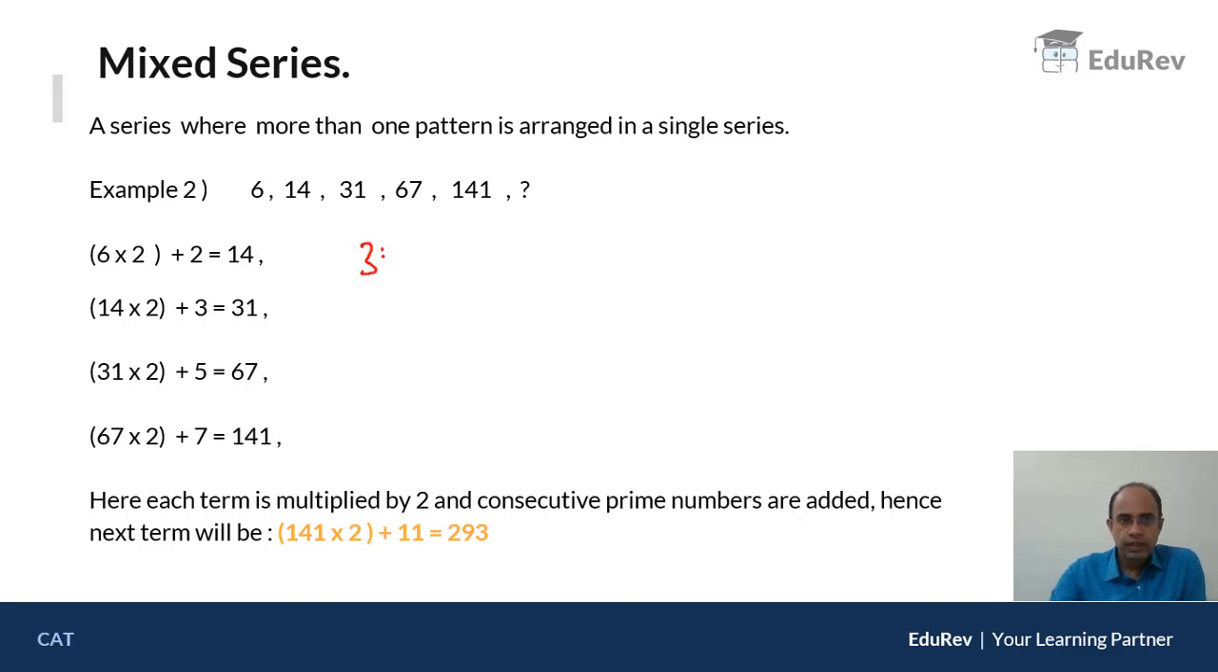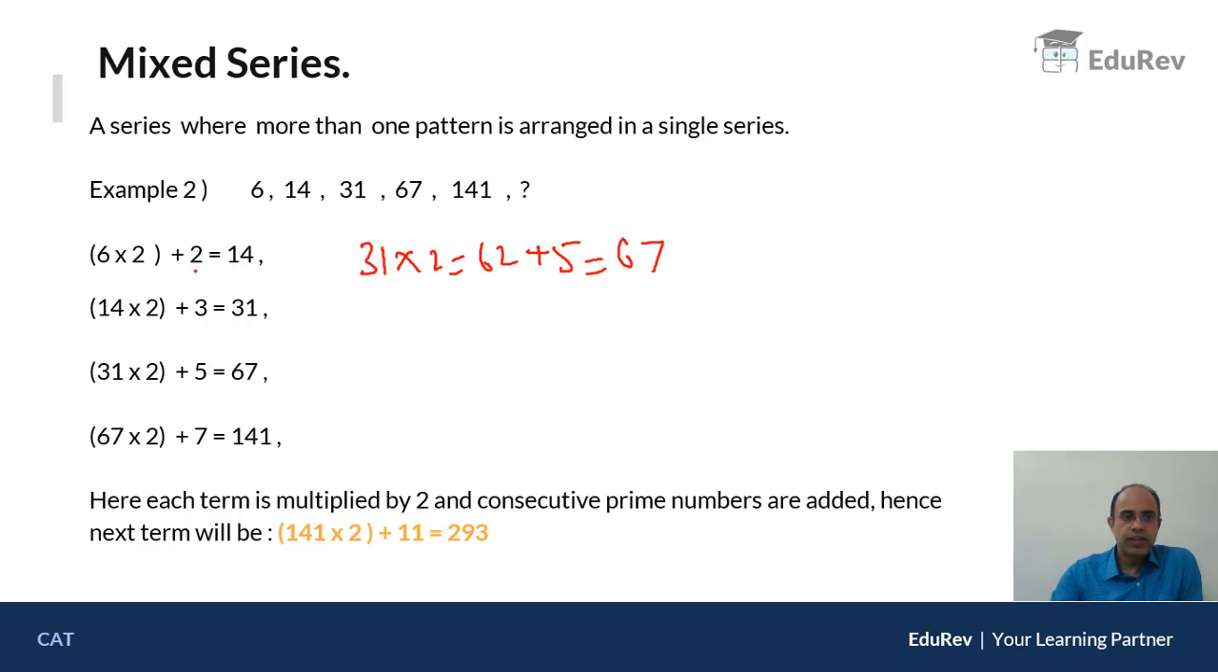But here we observe 31 into 2 is 62. And if it should have been plus 4, then it should have been 66. Where it is plus 5, then it comes 67. So we are adding 2, 3, 5, 7. And all of them are not odd numbers. We observe all of them are prime numbers. This should be very, very clear.